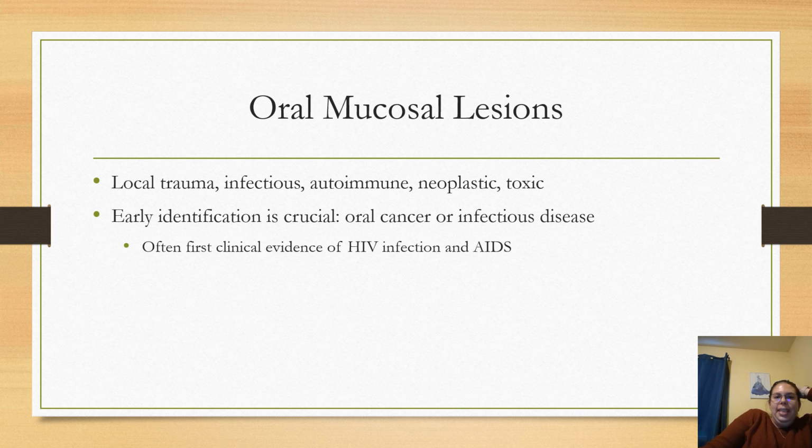Oral mucosal lesions can be a result of local trauma, infectious, autoimmune, neoplastic, toxic. It's so important for early identification because these could either be oral cancer or the first sign of HIV or AIDS. So if you're looking at somebody's mouth for a reason, you have to make sure you look at all the different areas, like inside the cheek, under the tongue, are places where they kind of like to hide too.